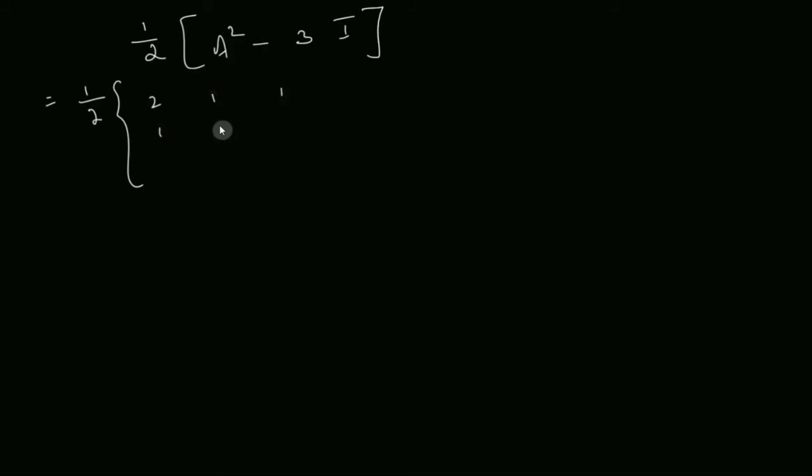Now we will take the A square we have found. Now we have to find half into A square minus 3I. This is what we have to find. So that is half into, put a bracket, A square we have found, that is 2, 1, 1, 1, 2, 1, 1, 1, 2.